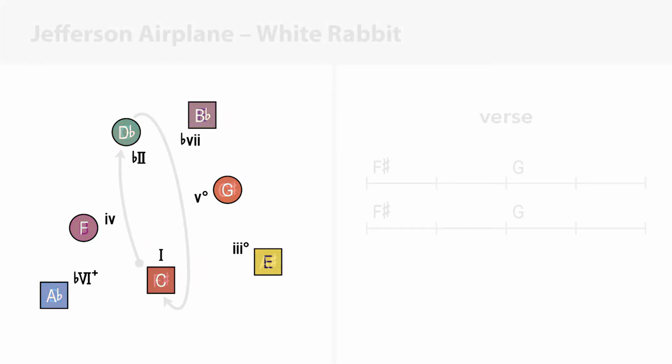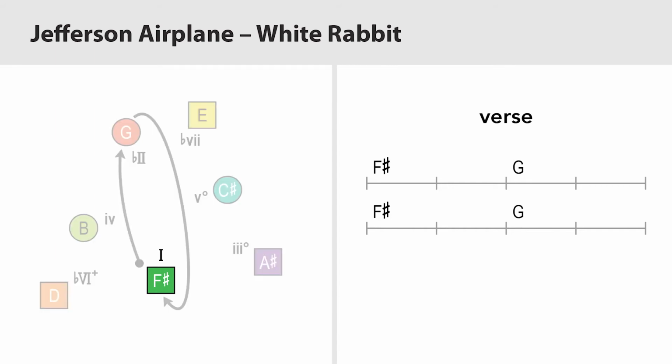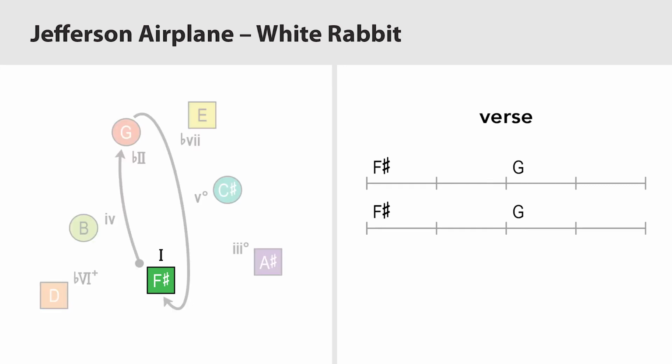Like Jefferson Airplane did in their 1967 classic White Rabbit, at least in the verse sections of the song, where the chords move back and forth between the major 1 and flat major 2. In the key of F sharp, that's F sharp major, G major, F sharp major, G major, back and forth. And this exotic sound reinforces the surreal imagery of the lyrics inspired by Lewis Carroll's Alice in Wonderland.